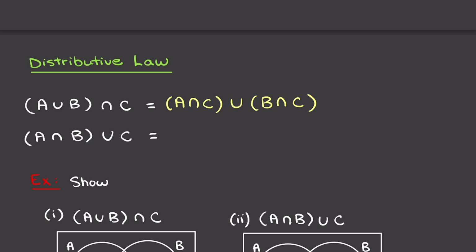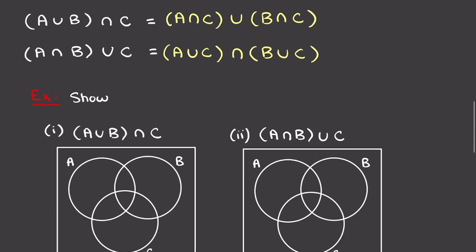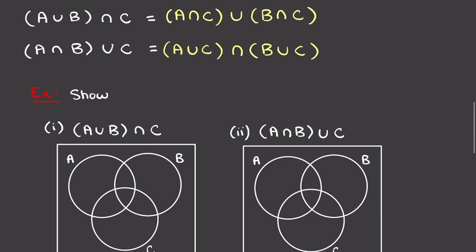Similarly, if we have A intersect B, and that's unioned with C, then we distribute the C across the intersection this time. So A union C intersect with B union C. So this distributive law is helpful in a variety of applications. One of them is if we're trying to visualize a set notation. So here we have two examples which are the same as the distributive law.